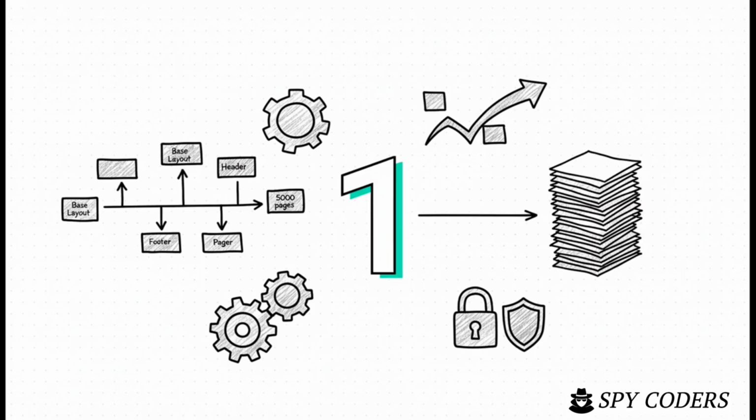One file. It doesn't matter if you have 5 pages or 5,000 pages, a site-wide layout change requires editing just one single file. This is the real power of that don't repeat yourself principle in action. It's efficient, it's safe, and it's built to scale.